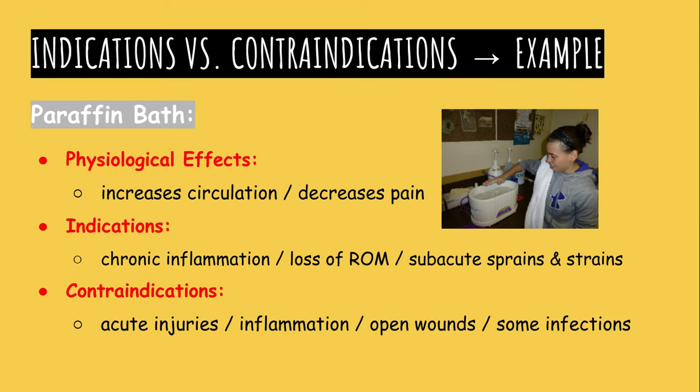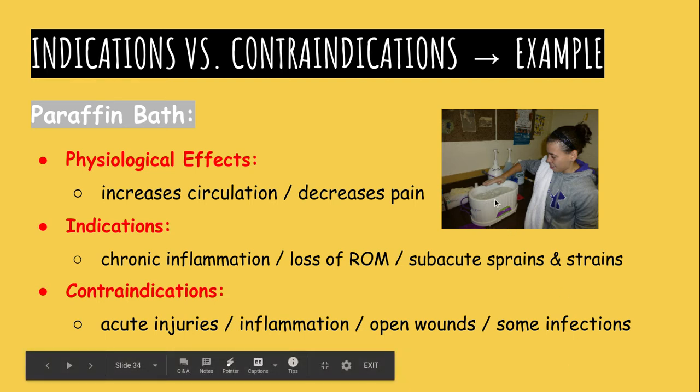So if we're talking about paraffin bath, it is a type of heat therapy. It increases circulation. If you've ever gone to maybe a nail salon, sometimes they will dip your hand in wax and then put it in a little baggie, and it feels good because it's warm, but it also softens your skin. Similar to that, in physical therapy clinics or some athletic training clinics, they have these things that are just like a pool of hot wax and you dip your hand or body part in it.